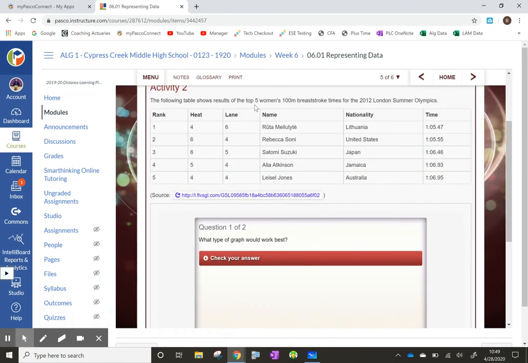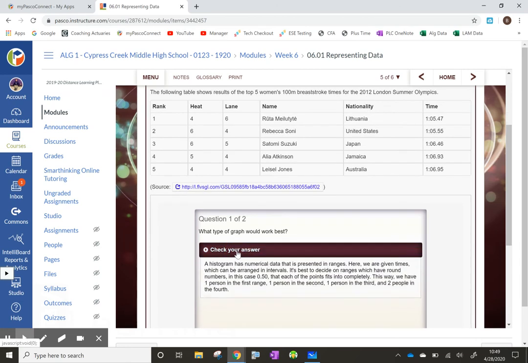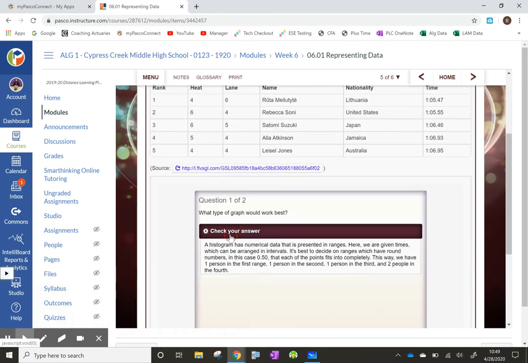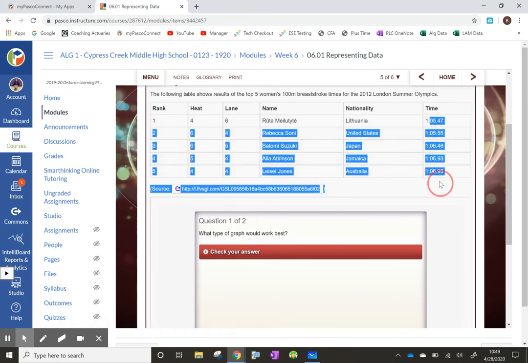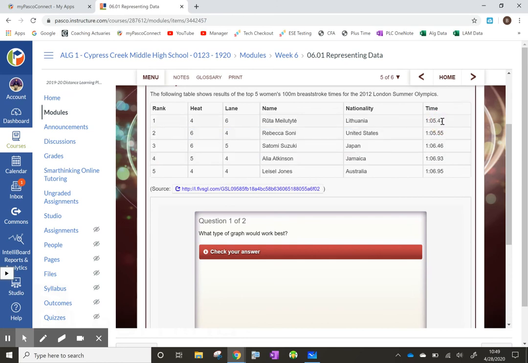The following table shows the results of the top 5 women's 100-meter breaststroke times for the 2012 London Summer Olympics. All right. What type of graph would work best? Given the fact that these times are not categorical, these times fall into numerical quantities, right? Like a range of values, like swimmers that swim between a minute 5 and a minute 6, and then swimmers that swim between a minute 6 and a minute 7. You can break them into a range of values.